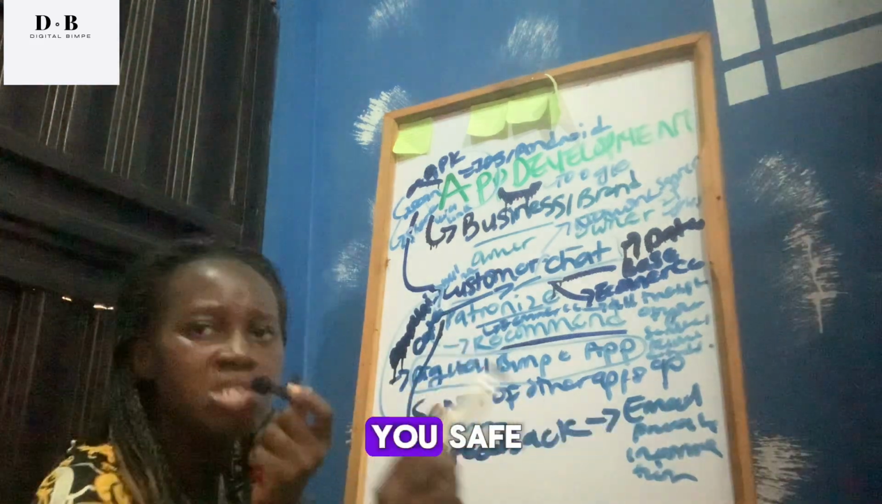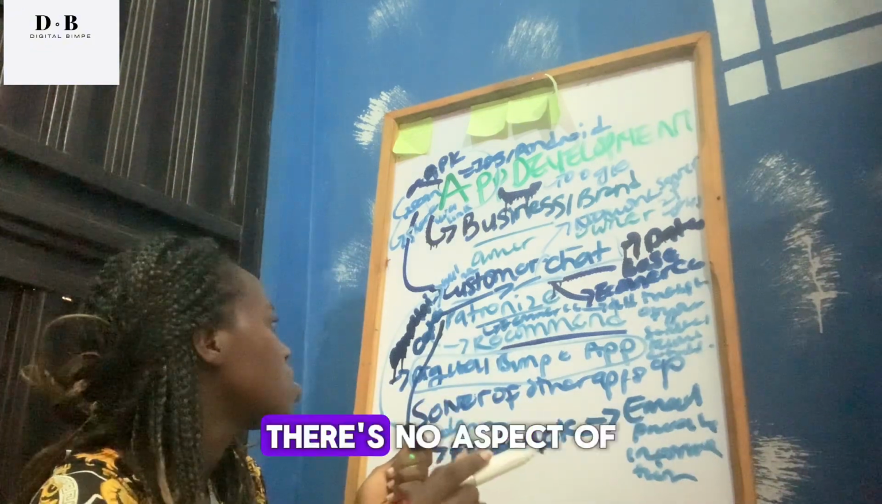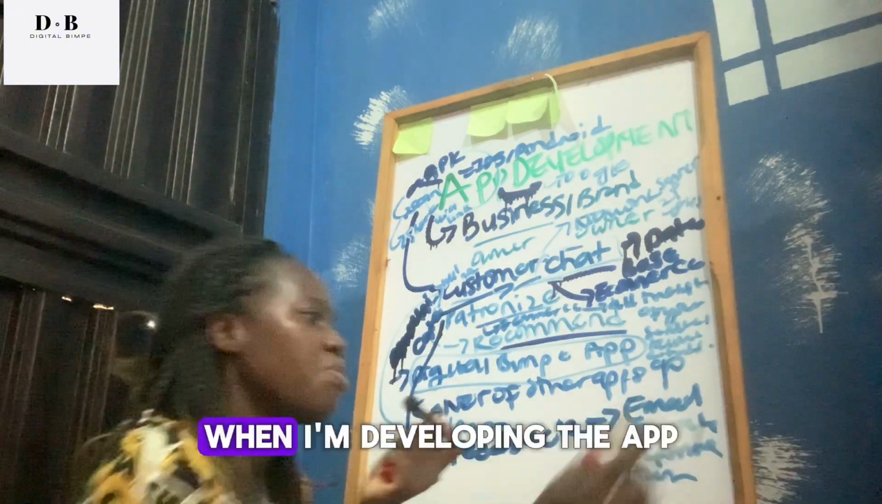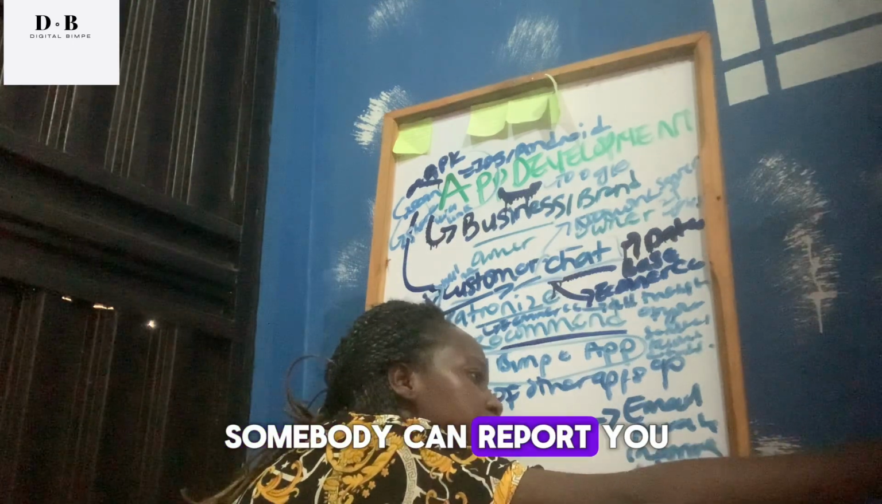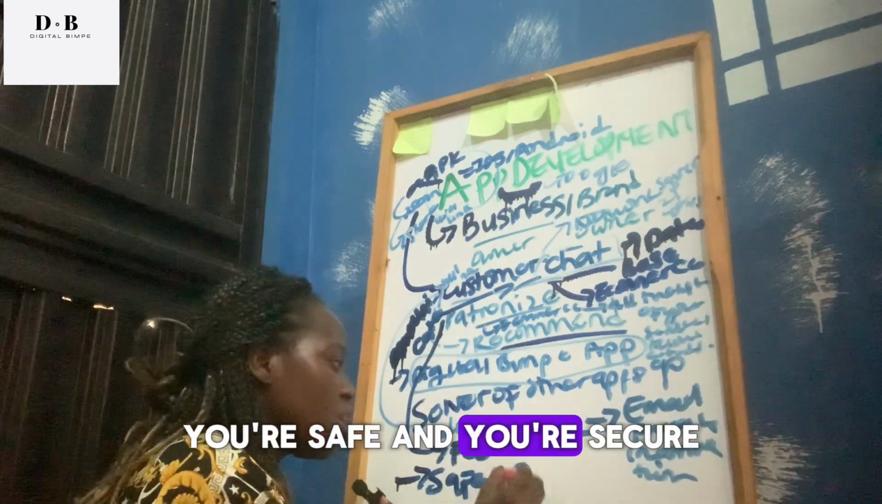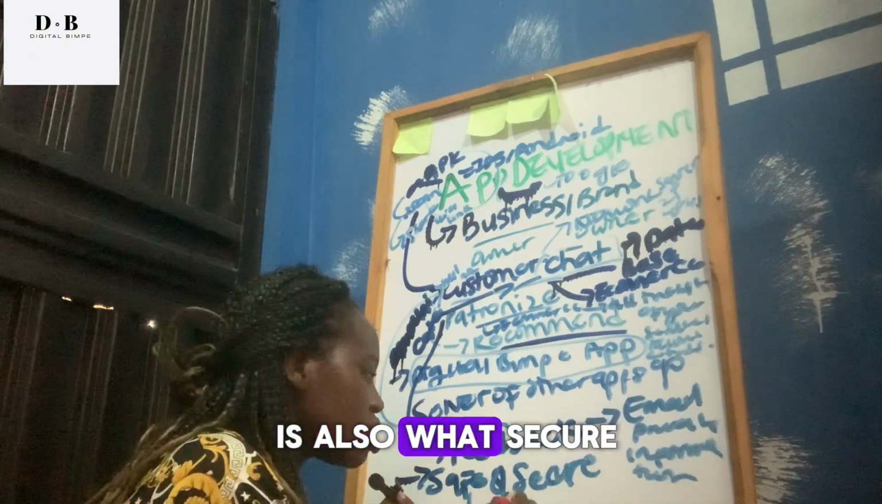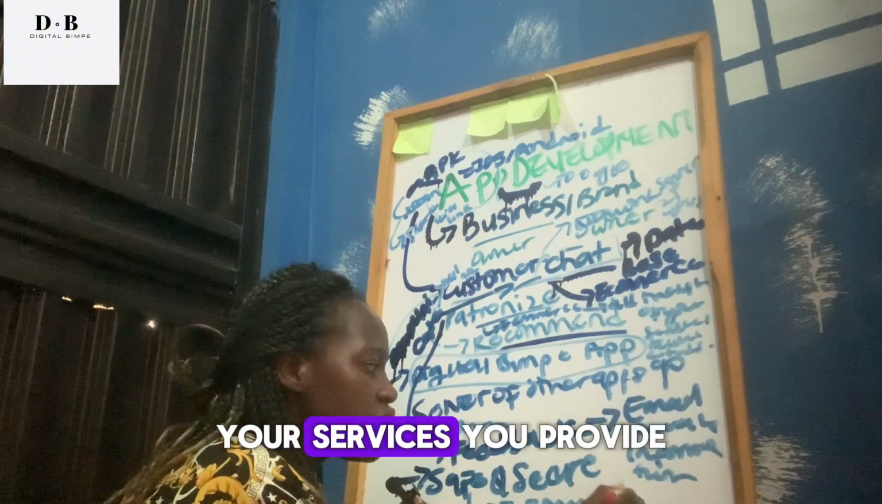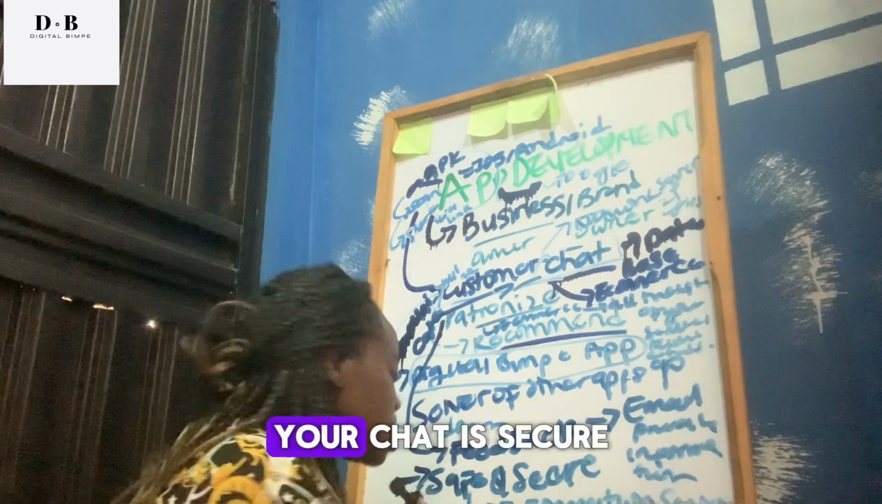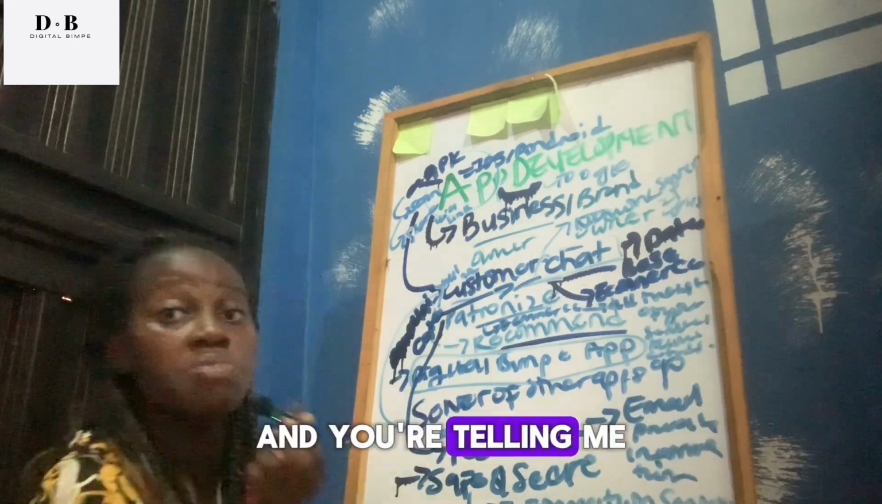Having an app keeps you safe, because nobody will want to hack your account or hack anything or report you. There's no aspect of report on an app. When I'm developing the app, there's no aspect where somebody can report you. You are safe. That's another word, having an app. You are safe and you are secure. I even mentioned database. Your information is also secure. Your services you provide are secure. Your chat is secure. Your feedback is secure. And you are telling me you don't want to have an app.